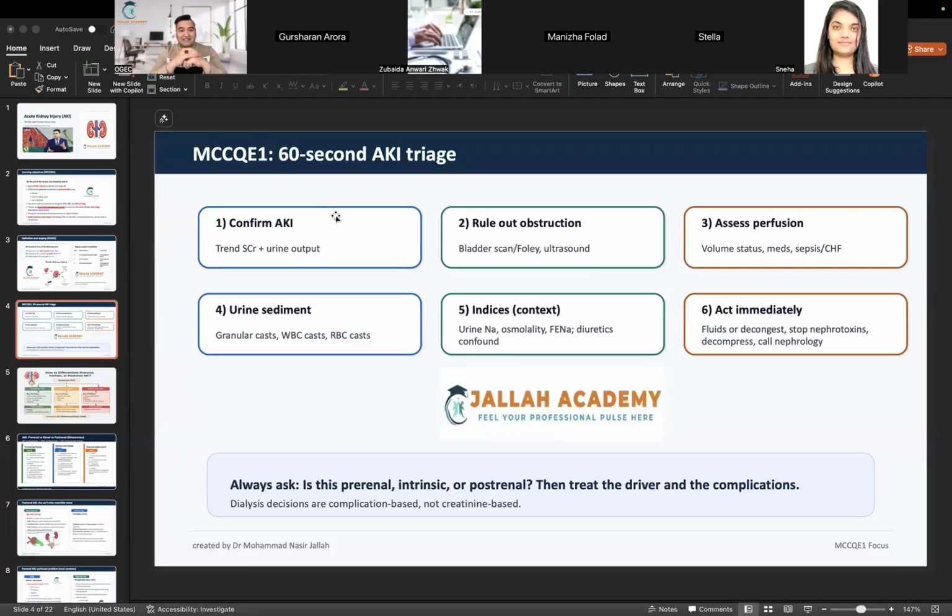Urine sediment. That is the best thing that makes your life very easy if you have the result. Whether it is a granular cast, a WBC cast or an RBC cast, we will discuss in detail. These are the things that help you tell whether it is pre-renal, renal, or post-renal, and if it is renal, what type of intrinsic cause of the acute kidney injury it is. Then urine sodium, osmolality, FeNa, diuretics confound, and act immediately.